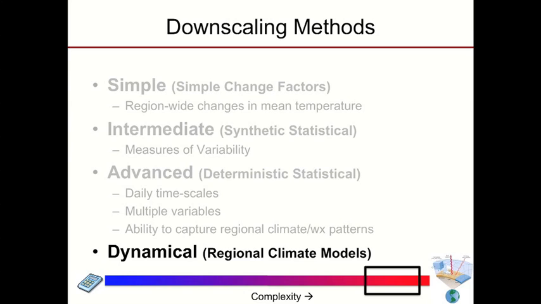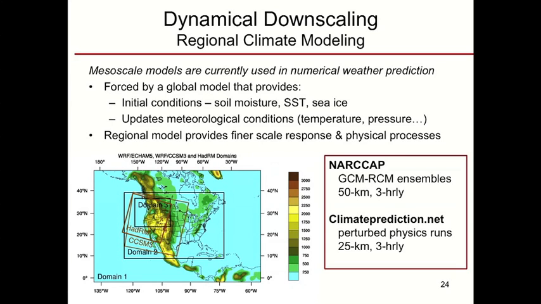Finally, as we move on to some of the more dynamical downscaling methods, we move into the realm of regional climate models. And these are basically mesoscale models that are currently used in numerical weather prediction. And they're advantageous in that they're able to resolve sub-grid scale processes, physically resolve processes that are otherwise parameterized by the GCMs themselves.